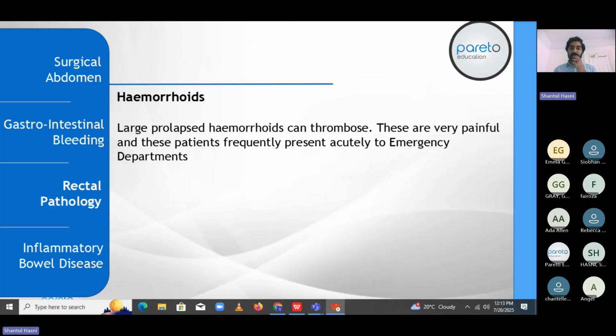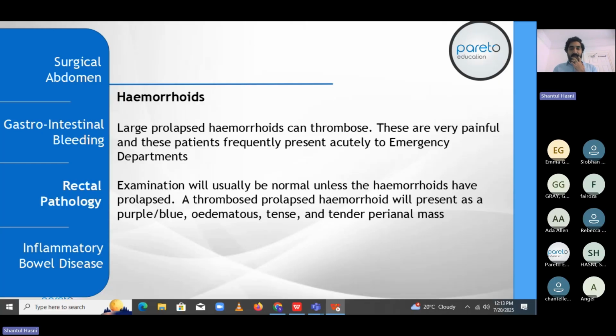And thrombosed hemorrhoid, people come to the emergency department because they can't even sit. Examination will be normal unless the hemorrhoids have prolapsed. Just like I said, if someone tells you they can feel the hemorrhoids on the inside, they can't. You can't feel the hemorrhoids on the inside because these are just blood vessels between your finger and the patient's muscles. They're just going to get collapsed. You can only see them if they're already outside or if you do the proctoscopy.